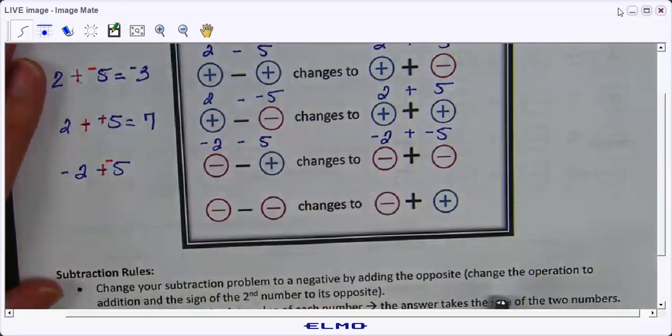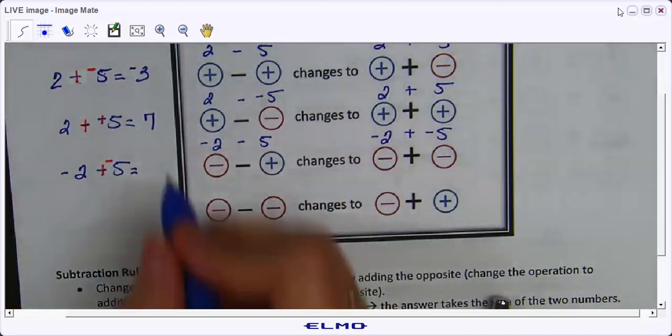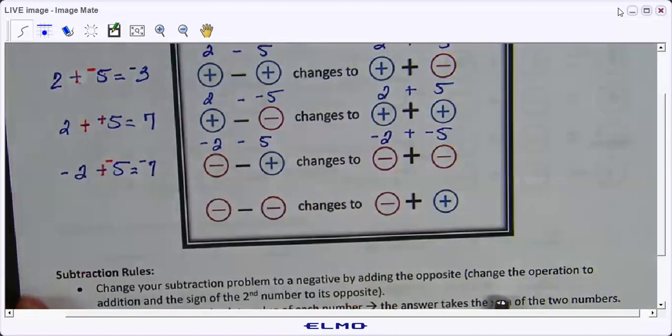Now I know my addition rules. If my signs are the same, I add my two numbers together, 7, and since they're both negative, my answer is negative. Any confusion or anything on this yet?